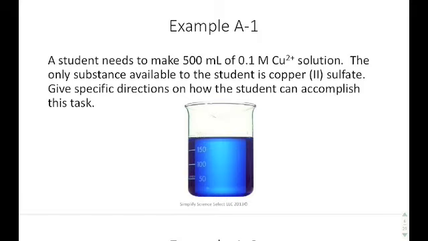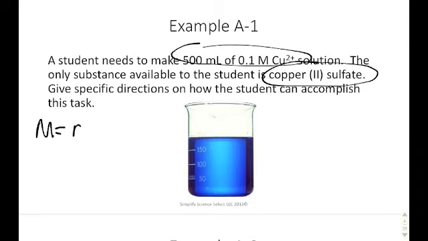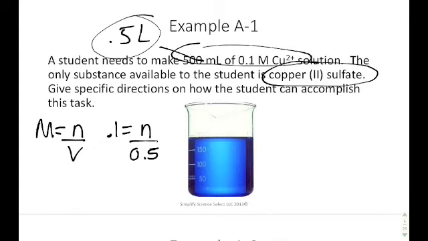Okay, so the first thing you need to realize is the only thing they have available to them is copper 2 sulfate. So I need to figure out how many moles of copper 2 sulfate I'm going to need. Now remember, molarity is equal to the number of moles divided by the volume. Or in our case, we have 0.1 equals the number of moles divided by 0.5. You should know that 500 mL is 0.5 liters, and you should be able to go back and forth between those relatively easily. So now you know the number of moles is 0.05. So I need 0.05 moles of copper sulfate.